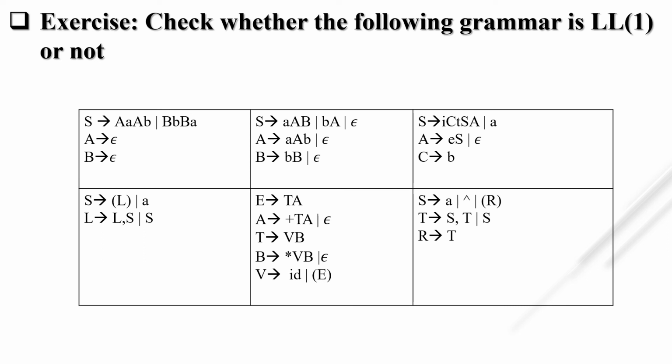Then we have to compute the first and follow function. Then we have to draw the predictive parsing table. From that, if there is a multiply defined entry, then you can say that this grammar is not LL1. If there is no multiply defined entry, then you can say that the grammar is LL1. Okay, so you have to solve all these 6 examples.